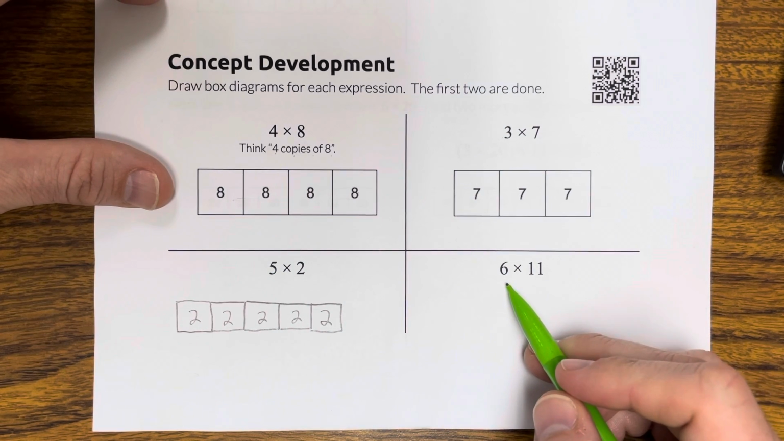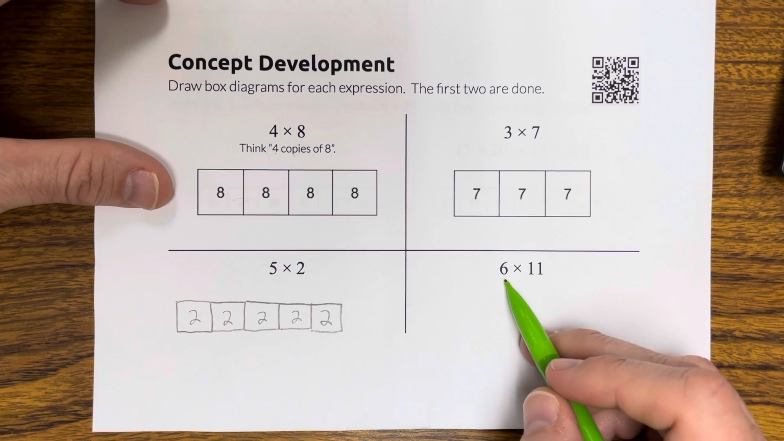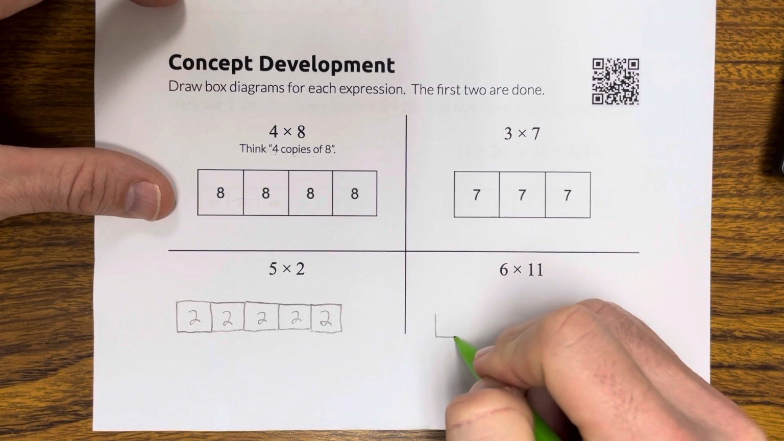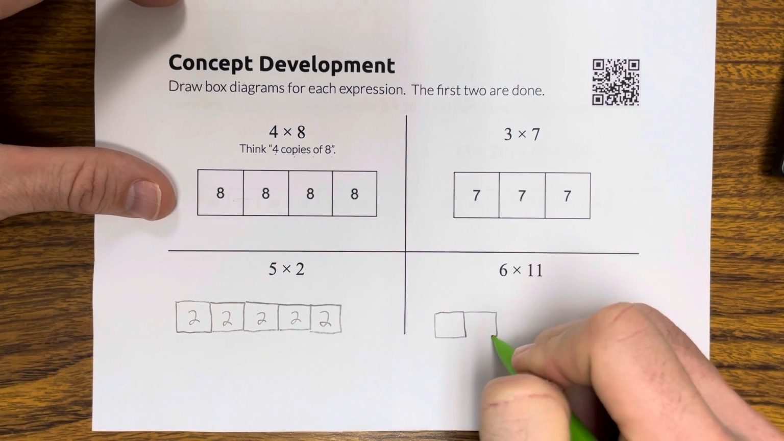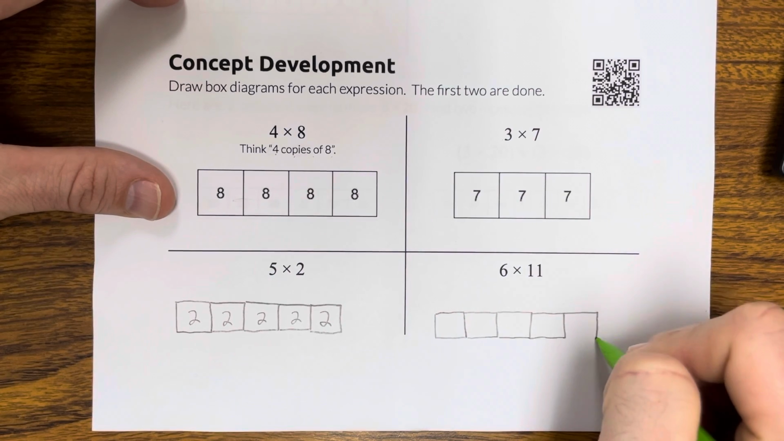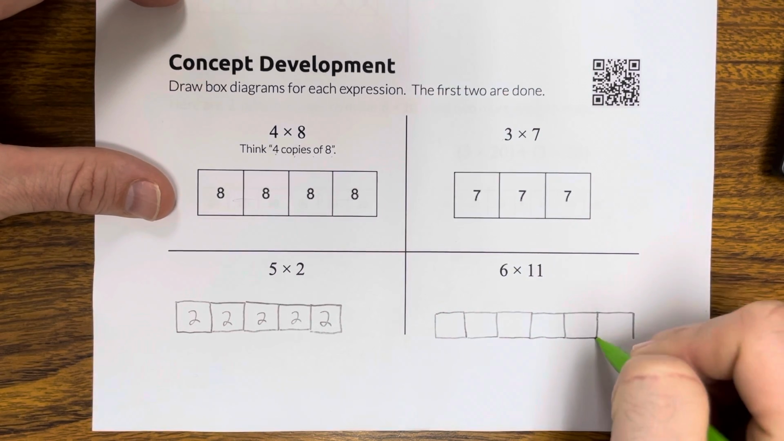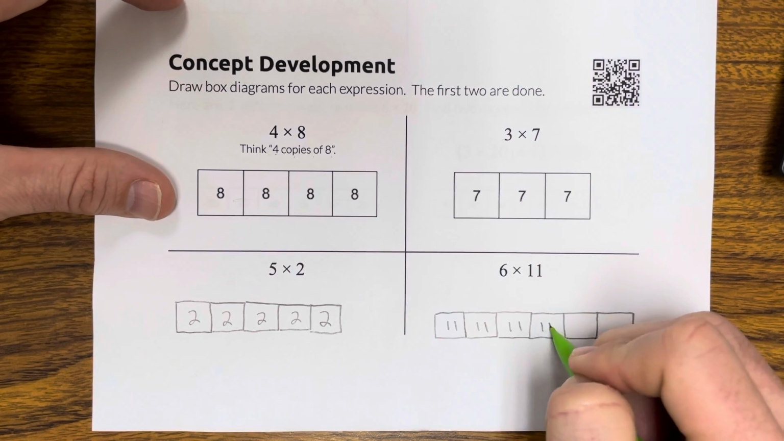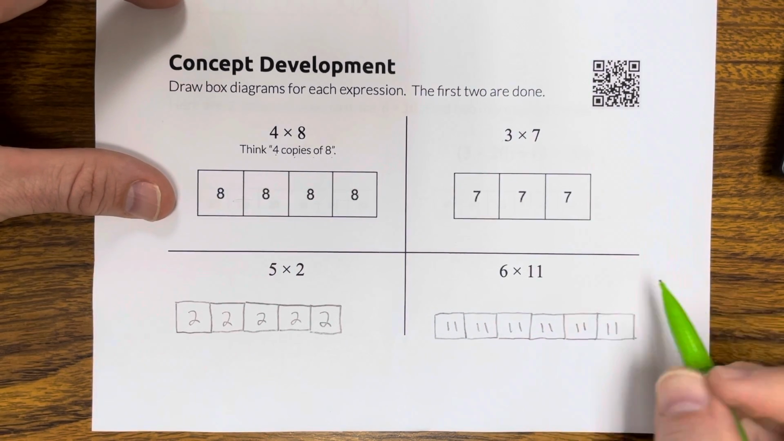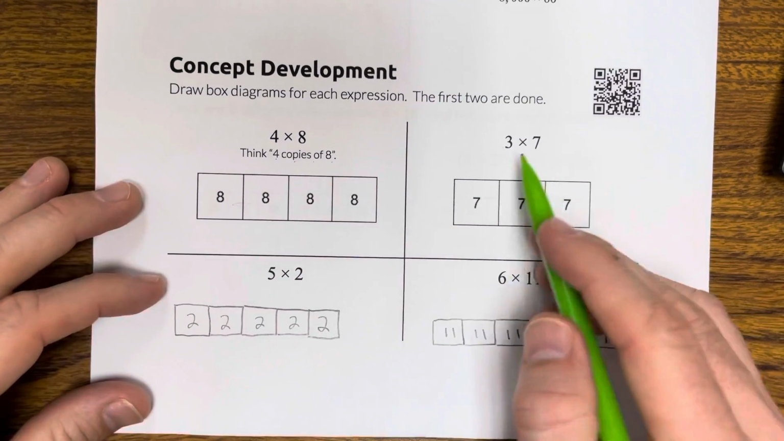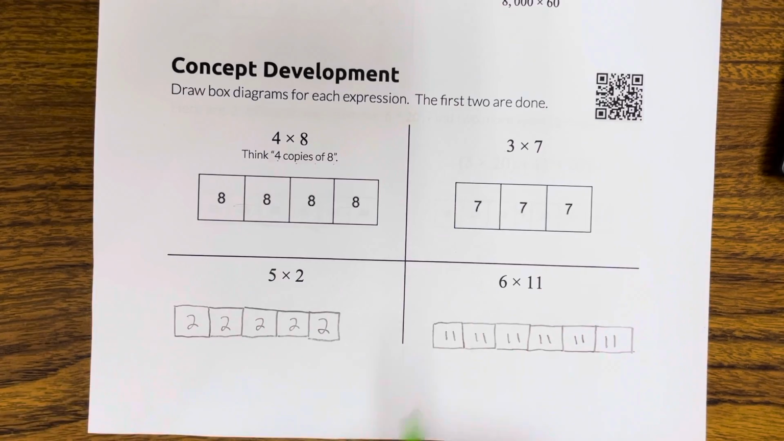Now, what would we think for this one? 6 copies of 11. So we're going to draw 6 boxes, right? 1, 2, 3, 4, 5, 6. 6 copies of 11. Okay, so the whole purpose of this piece is just to get your mind thinking about multiplication as making copies of a number, okay?